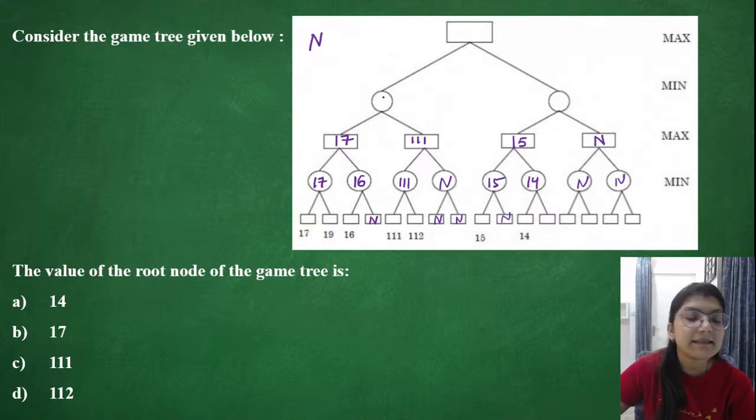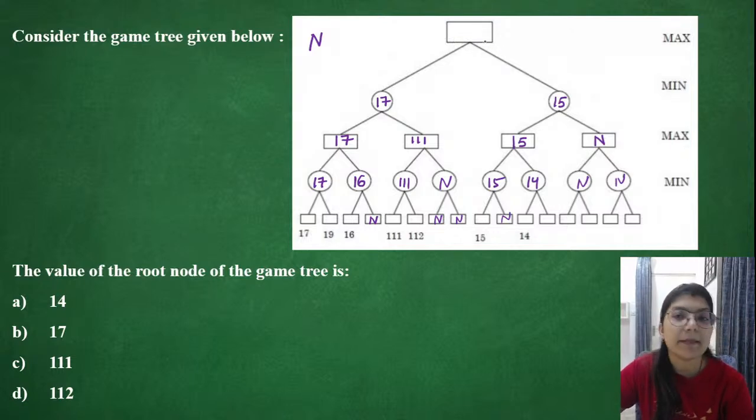Now at the next level we have to take the minimum value of 17 and 111. So the minimum value is 17. From 15 and null the minimum value is 15 and now at the root level we have to take the maximum. So if you compare 17 and 15, the maximum will be 17. So the correct answer is option number B.